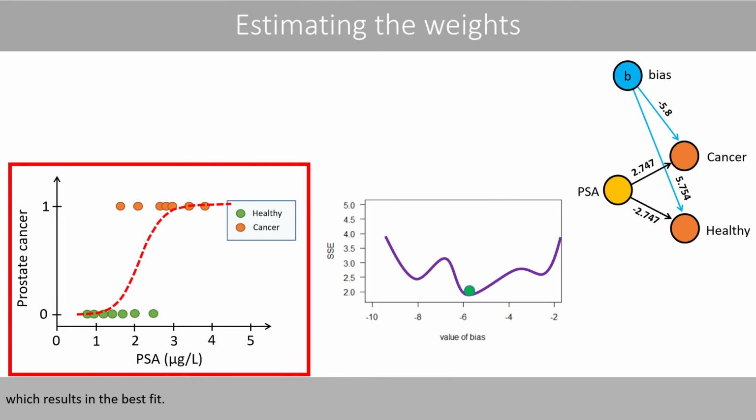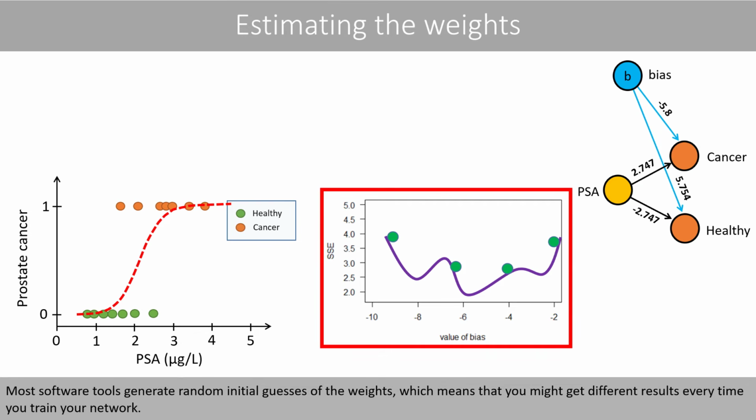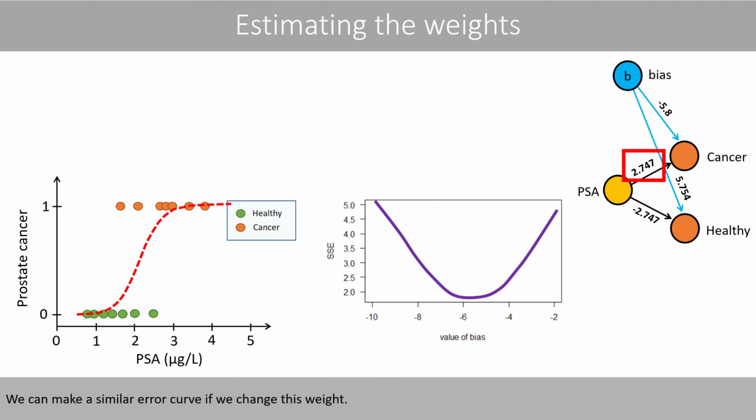It is therefore important that we try many initial guesses of the weights during the learning process to find a network that can predict the data in the best way. Most software tools generate random initial guesses of the weights, which means that you might get different results every time you train your network. We can make a similar error curve if we change this weight.